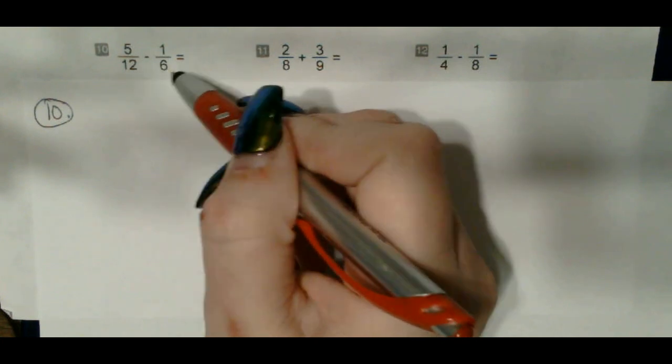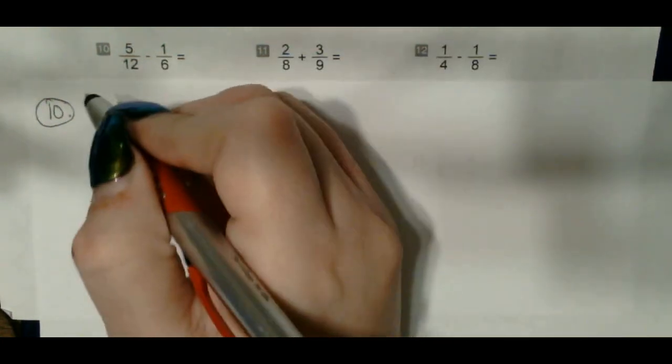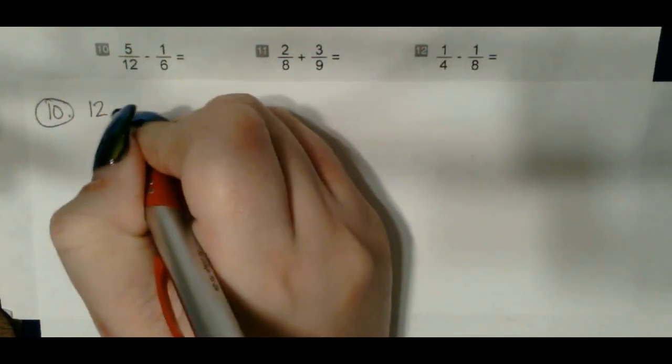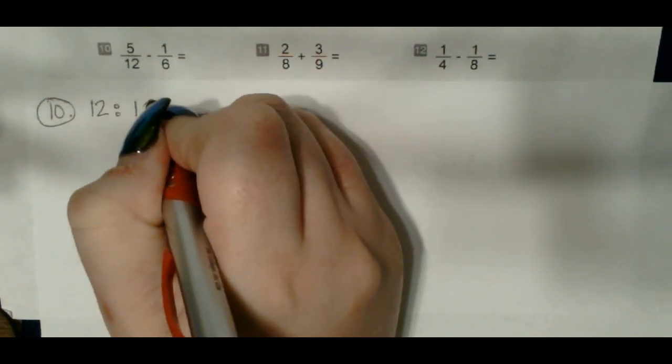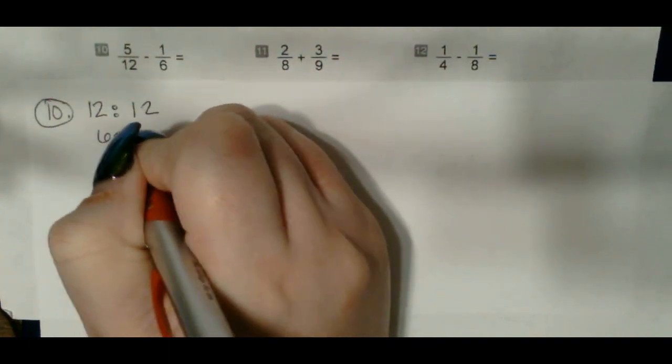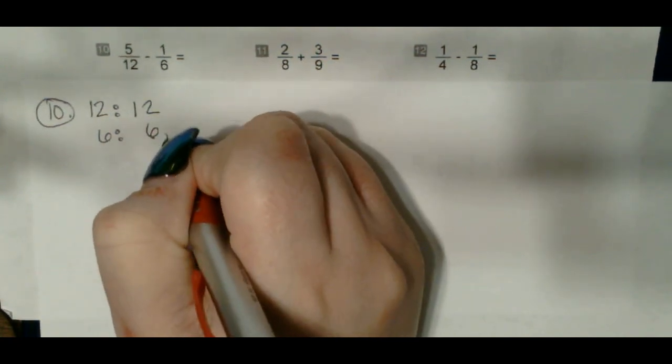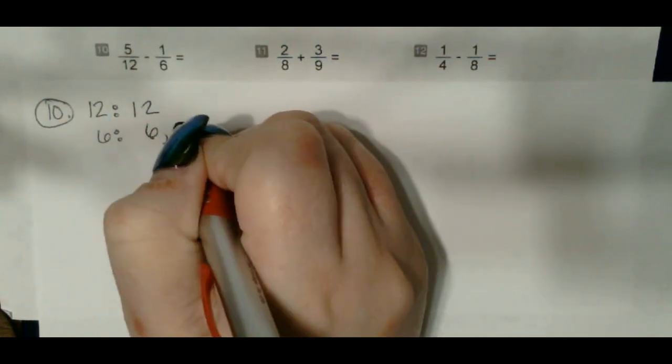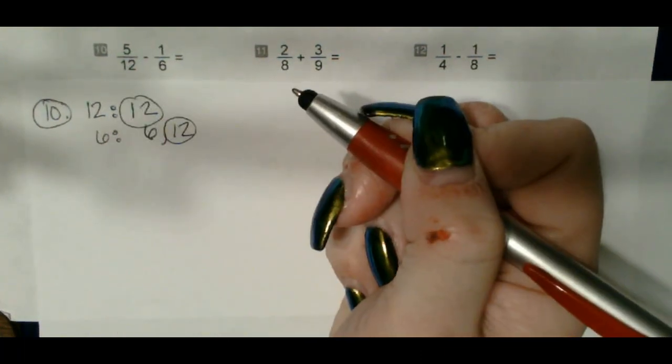I have 12 and 6. I know 6 can go into 12, so this one should be fairly easy. 12 times 1 is 12. I'll write my 6 multiples. 6 times 1 is 6. 6 times 2 is 12. Sure enough, my LCD is 12.